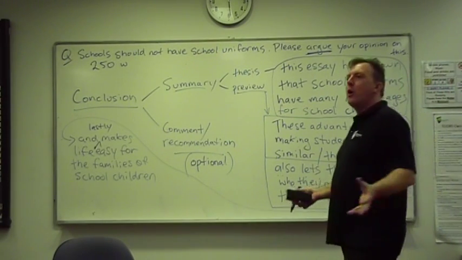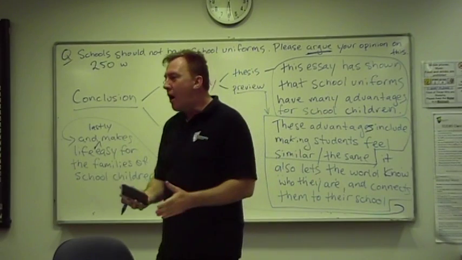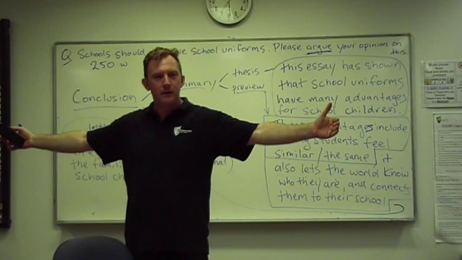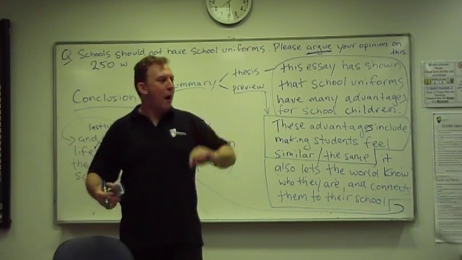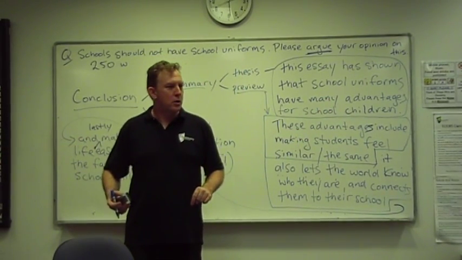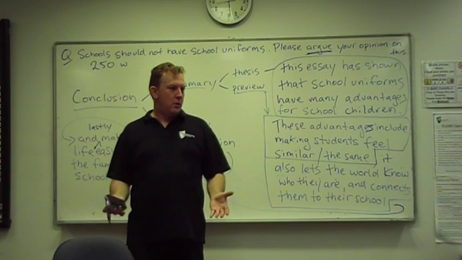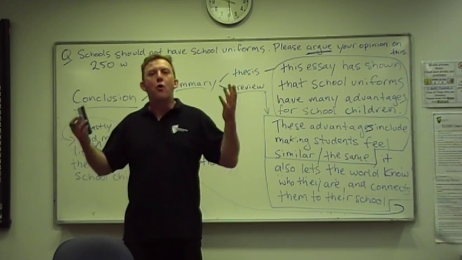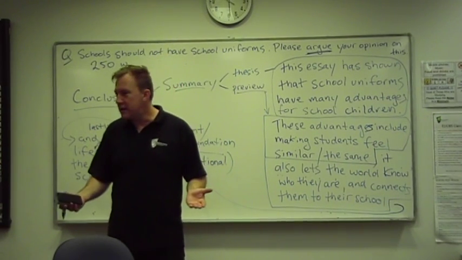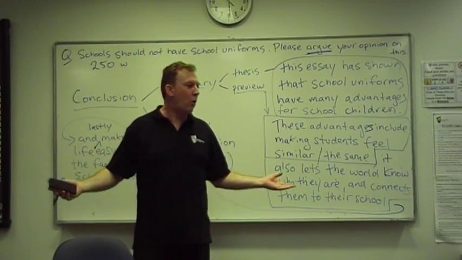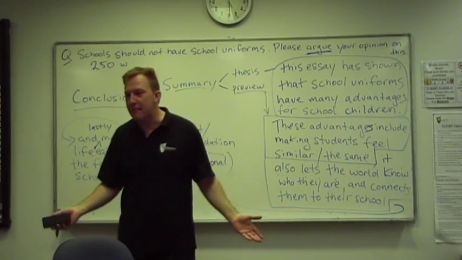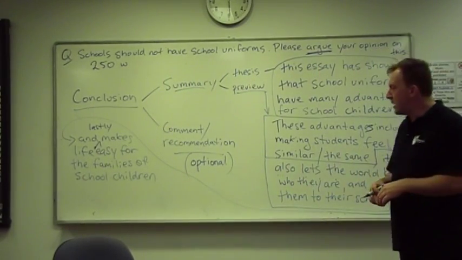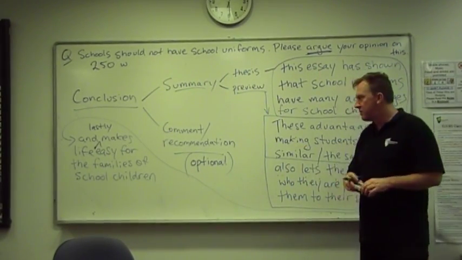In a world where the divide between rich and poor is getting bigger and bigger, school uniforms are one way to reduce the distance between the poor and the rich. School uniforms are one way of reminding us that we are all basically the same. You know, we are all basically the same. So that could be your comment or recommendation.